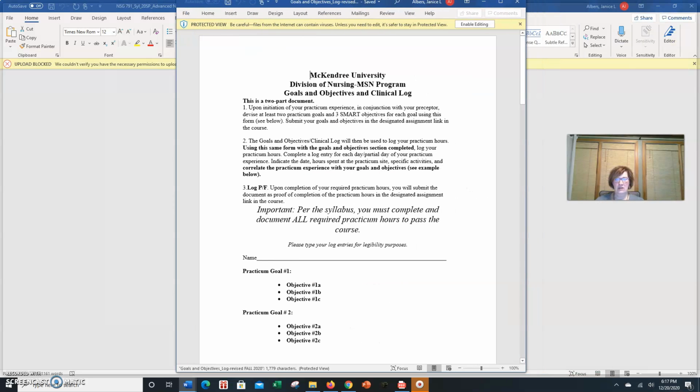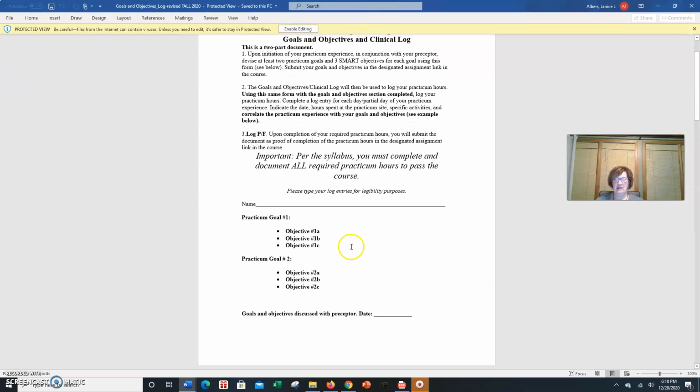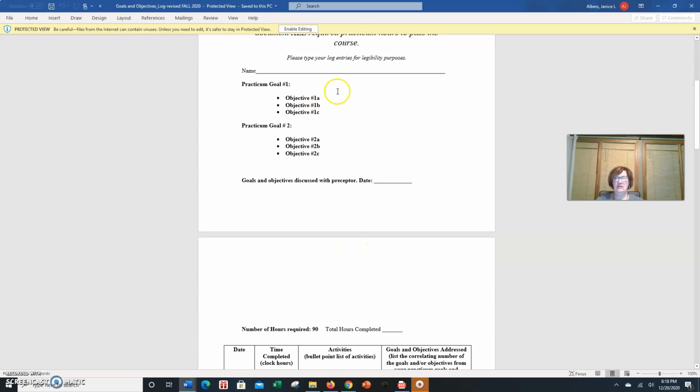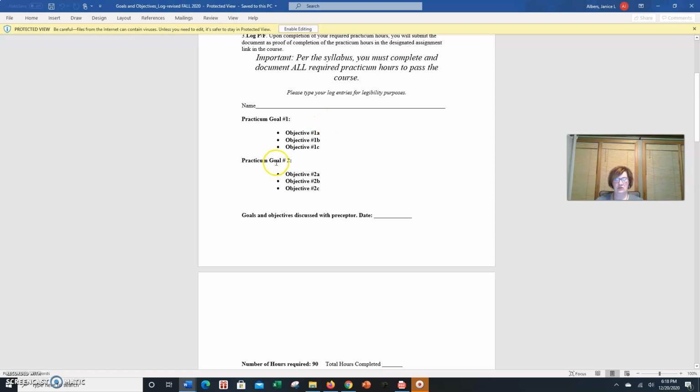When we look at the form itself, it's divided into 2 sections. One is where you're going to develop your goals, your 2 goals, and then the 3 objectives. You can devise more if you would like, and again, be very focused on what you seek to gain from this practicum experience. And just some tips in writing your goals and objectives: if one of your goals has to do with building leadership skills, you may want to tie one of your objectives in with one of the journals you plan to write.